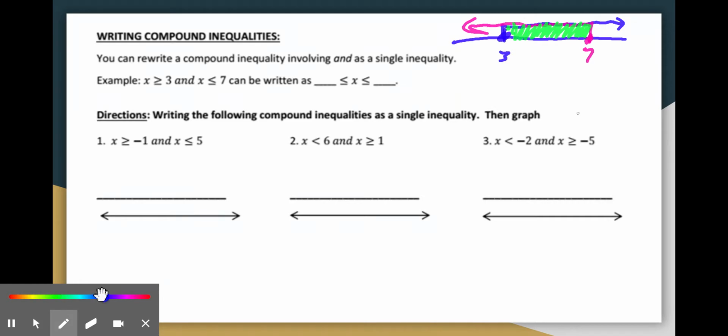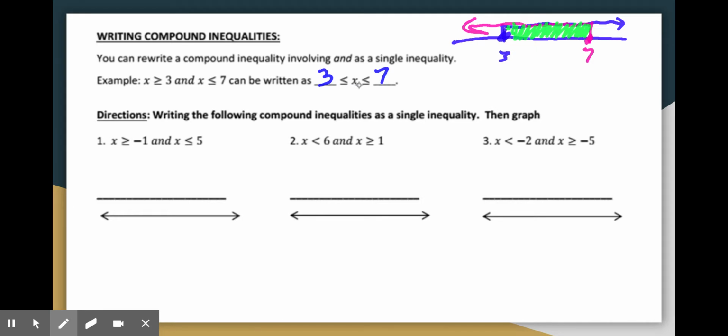So what we're at least able to do for the "and" inequalities is write them in one single inequality, and we can actually put the x in the middle. If you look at this graph, see the solutions? The solutions that we said in green are in between the 3 and the 7. So the way we write that is 3 is less than or equal to x, which is less than or equal to 7. 3 is the smaller number, 7's the bigger one.